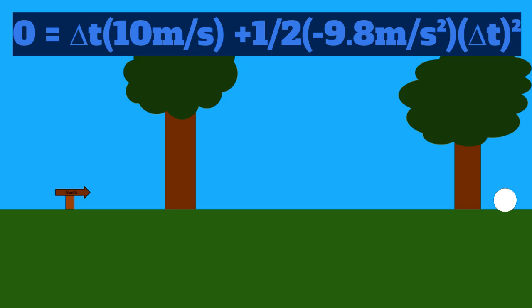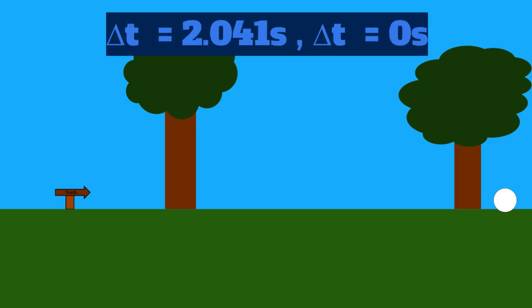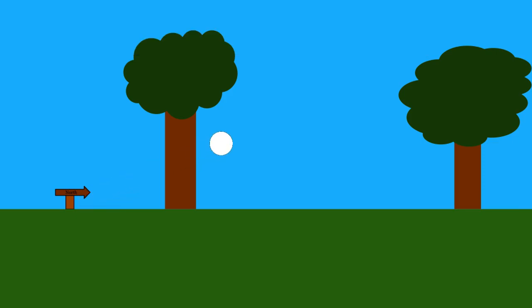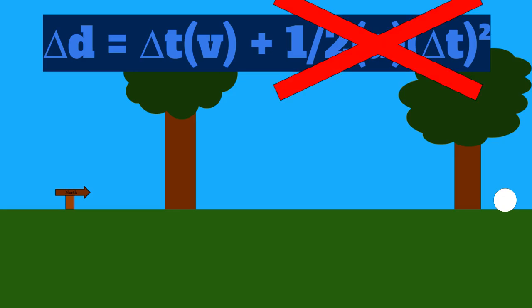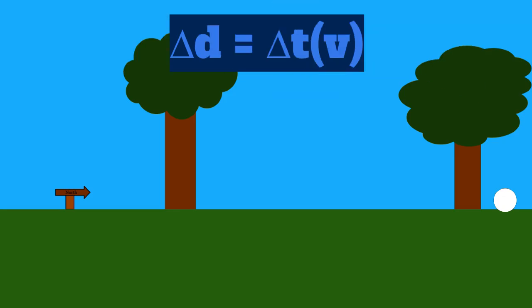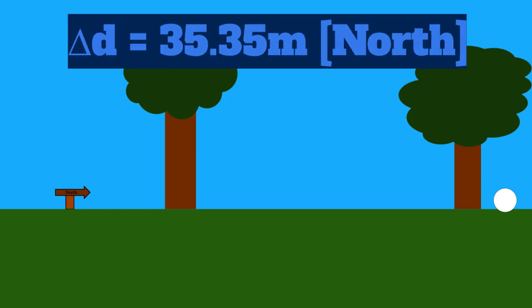If I simplify this equation and factor out one of the times, then we can find the flight time to be 2.041 seconds, which means to find how far the ball will go, you have to use the same equation from before, but now in the x-axis. Obviously take out the acceleration part because there is no acceleration in the x-axis like we already talked about. This will result in an x displacement of 35.35 meters north, which is how far the ball will go.